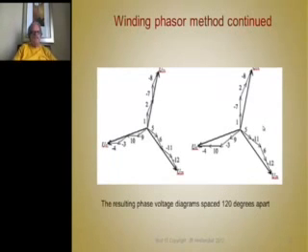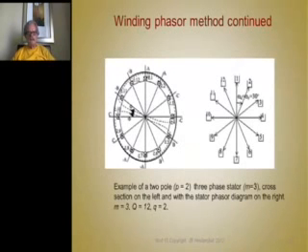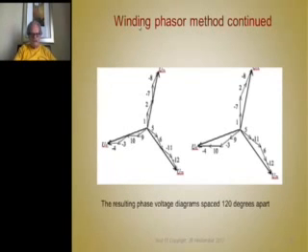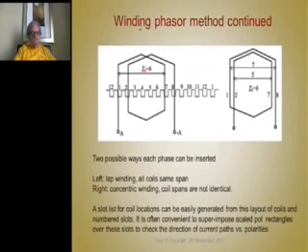Okay, so from that we can determine the resulting phase voltage diagrams spaced 120 degrees apart, and these are the slot locations derived from this diagram here of the phasor diagram. So from that diagram you can determine the linear layout of the slots, is one way to do it, and from that diagram you can come up with 2 possible ways to insert the coils.